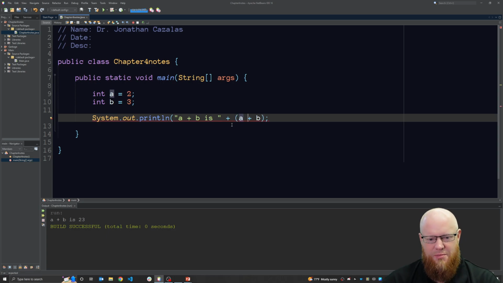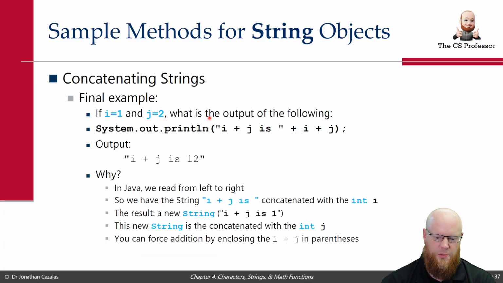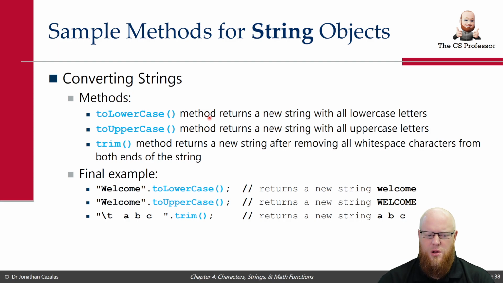So how would I get "a plus b is 5", which was the intended result? I'd have to use parentheses. As you know from the precedence rules, PEMDAS, parentheses are done first. So first we're going to get a plus b, and that's going to give us 5, because all of this is really going to be 5, which will then be concatenated with that result. So it's important to understand how concatenation works.